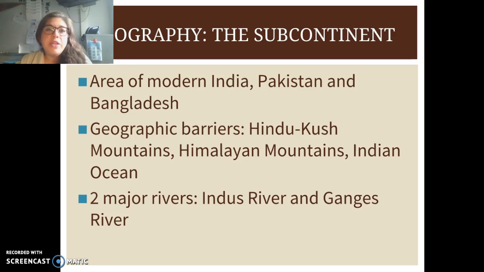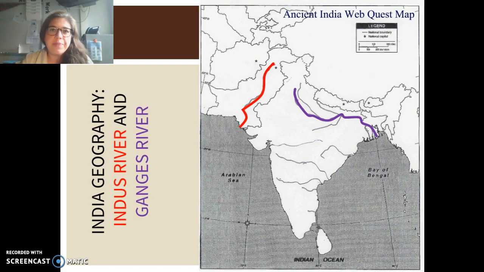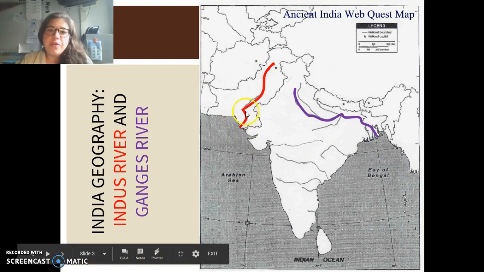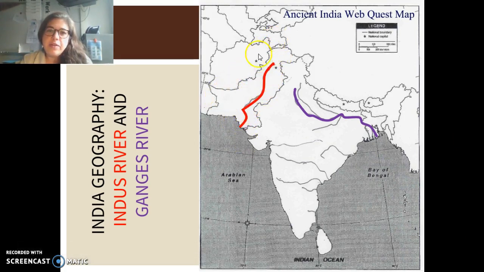The two major rivers in this part of the world are the Indus River and the Ganges River, and we'll look at a map of those together. So here are our rivers. The Indus River is in red over here, just south of the Hindu Kush Mountains, and the Ganges River is over here, just south of the Himalayan Mountains.